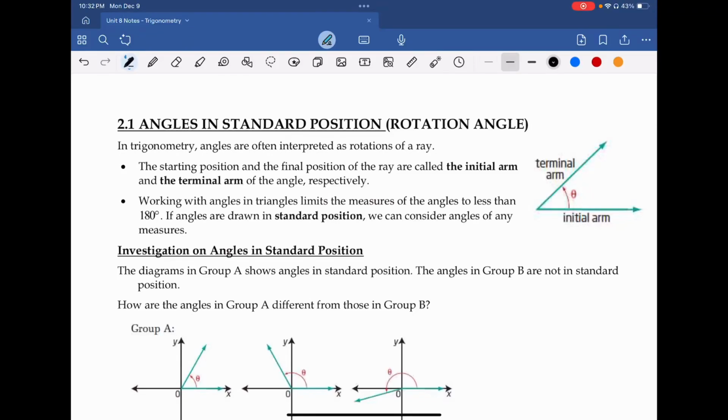All right, so now we're going to move on to lesson 2.1, which is actually the first lesson of trigonometry, and it's introducing angles in standard position. Now, when we talk about angles in standard position, there's a couple things to highlight right away, or a couple things to note importantly here.